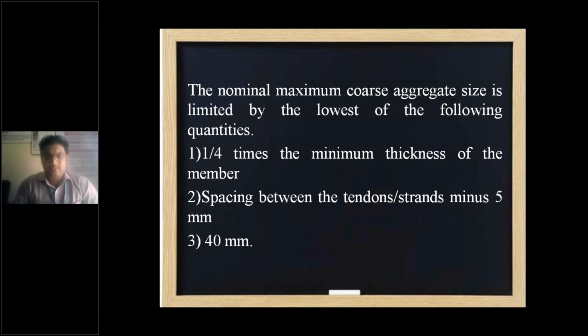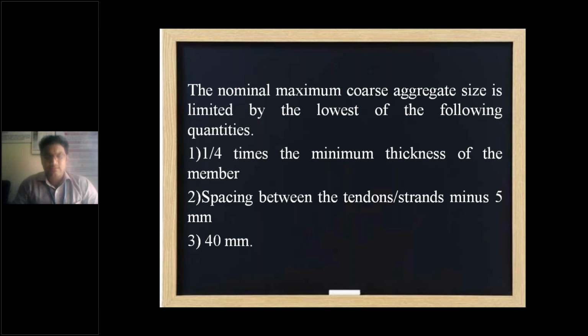But especially in prestressed concrete, the nominal maximum coarse aggregate size is limited by three following quantities. The first one is 1/4 times the minimum thickness of the member. What does that mean? Let us take a beam. What is the minimum dimension of the beam? It will be the width, right? Depth will be more than the width, and length will be more than the width. So the width is the minimum dimension, and you have to go with 1/4 of the minimum thickness of the member.